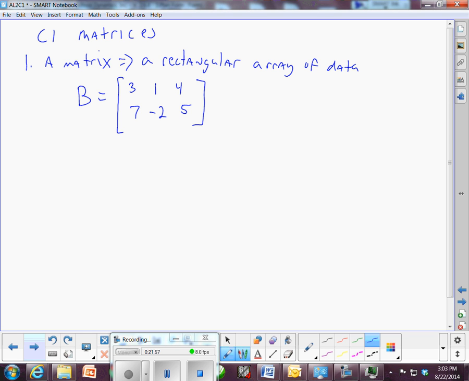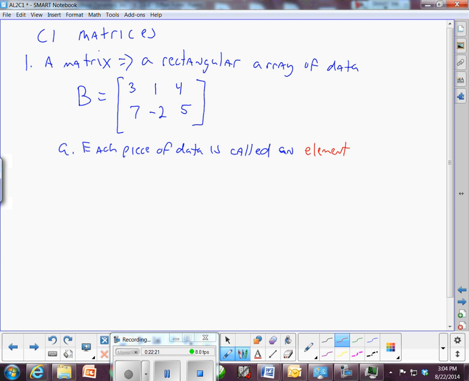That is a matrix. All right, some terminology. So, letter A, each piece of data is called, and I'm going to go to red here, element.